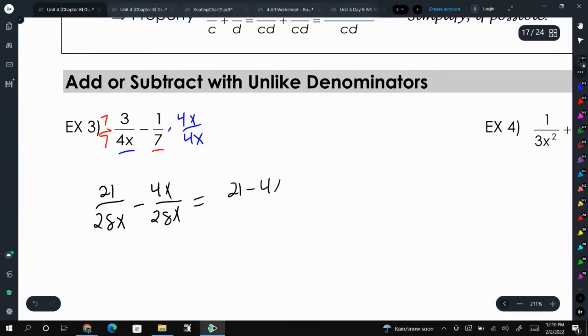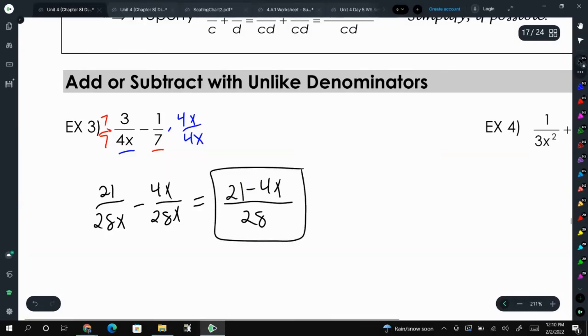And that is going to be 21 minus 4x over 28. And since we can't do anything to reduce this, that is our final answer.